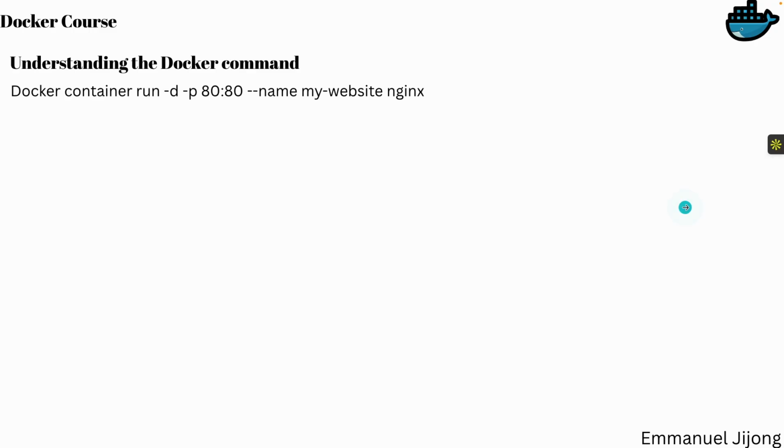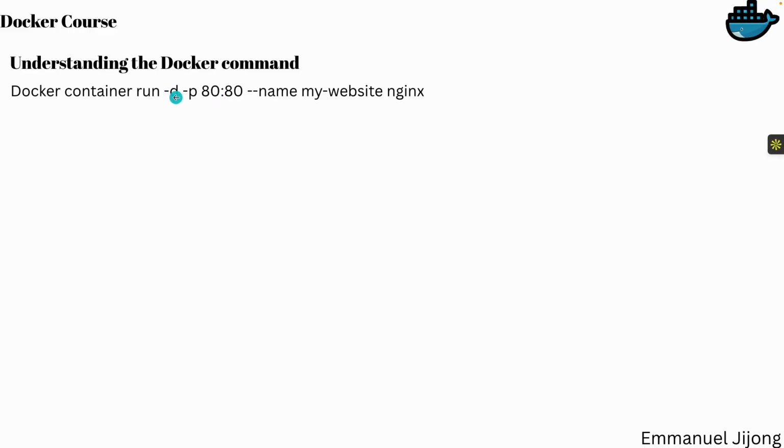And here's the command we just used: docker container run -d -p 8080 --name my-website, the image name NGINX, right? So what does this command mean? What does this 8080 here mean? That's very, very important, right?